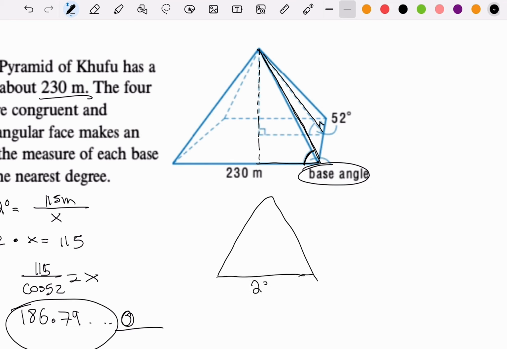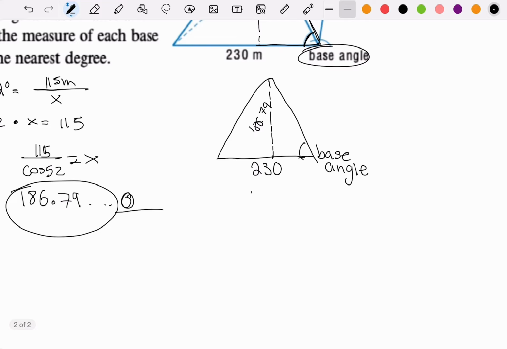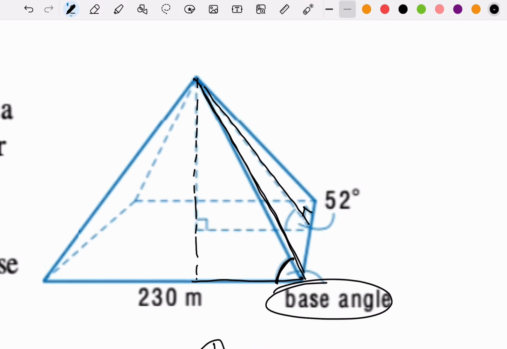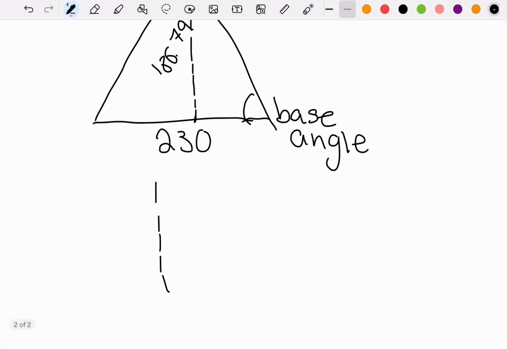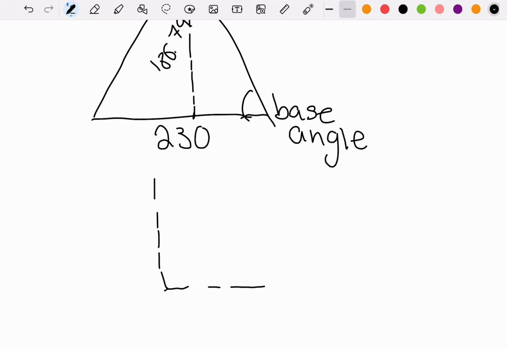Okay, so it's going to be 230 meters. Base angle is unknown for the moment. And now we found that 186, as you can see, is the height of the triangle. So let's just split it in half, because we can also see that there's a 90 degree angle here when we split it in half. So that'll, again, allow us to use SOHCAHTOA.